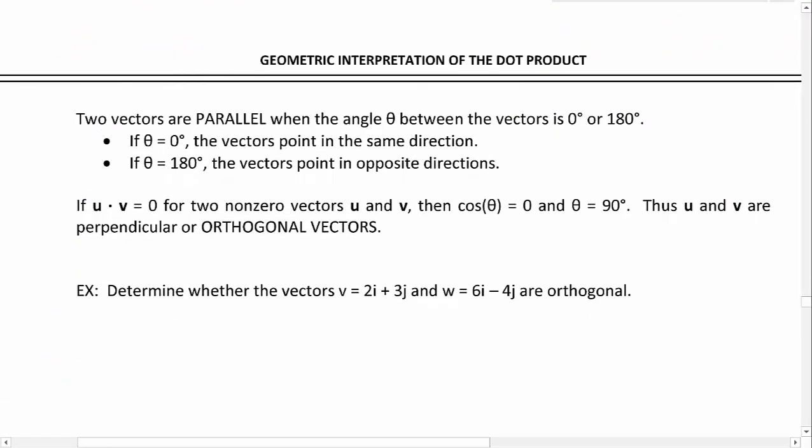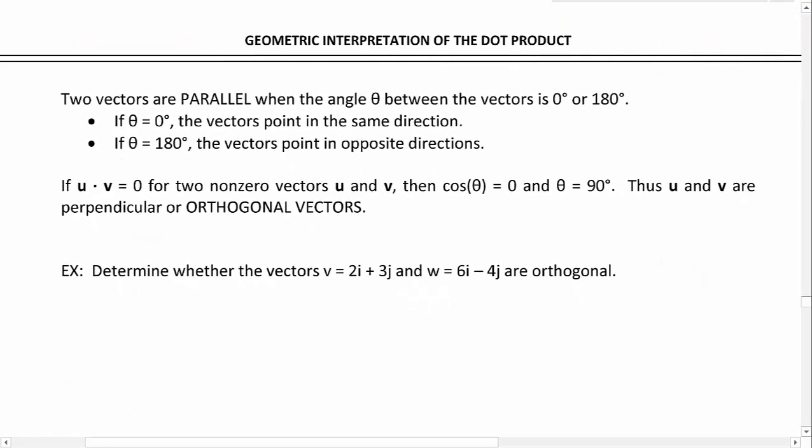All right, so next we're going to learn a new vocab word. Two vectors are parallel. That's not the new vocab word. Two vectors are parallel when the angle theta between the vectors is exactly 0 degrees or exactly 180 degrees. If theta is equal to 0 degrees, then the vectors point in the same direction, but if theta is equal to 180 degrees, then the vectors point in opposite directions. So they're parallel. If theta is 0, it's going in the same direction. If it's 180, it's parallel but pointing in the opposite direction.